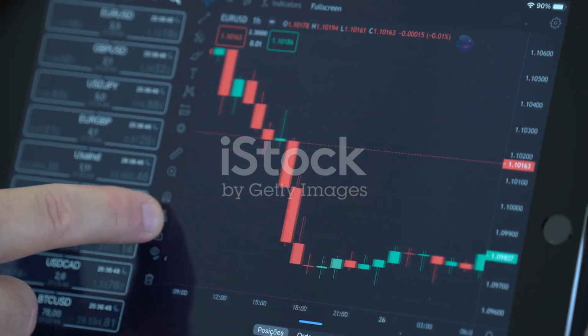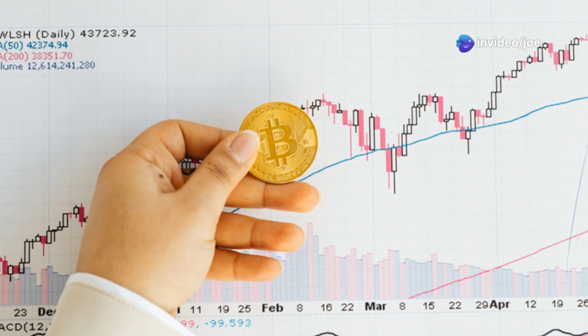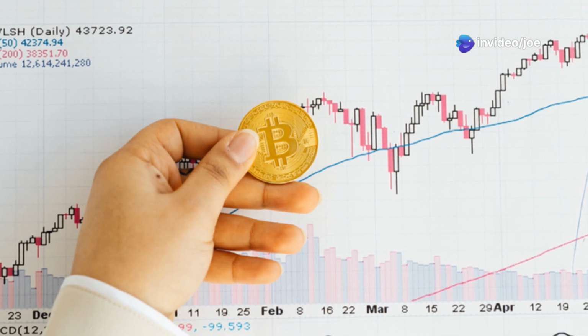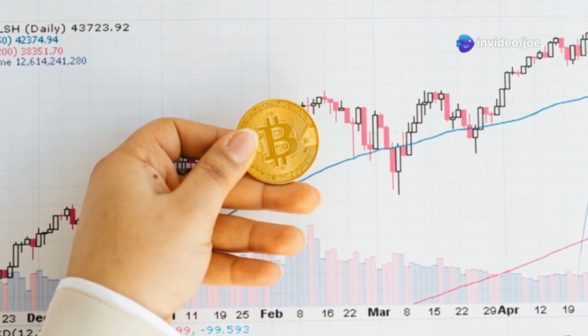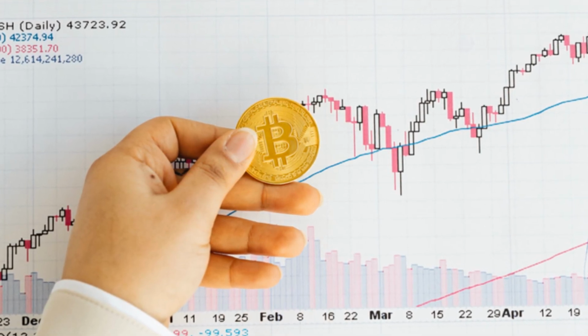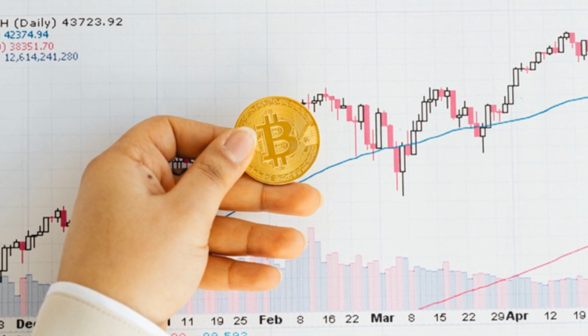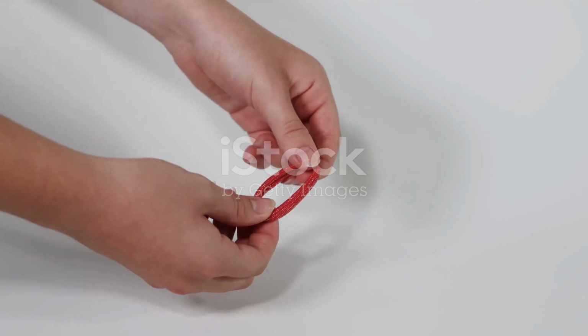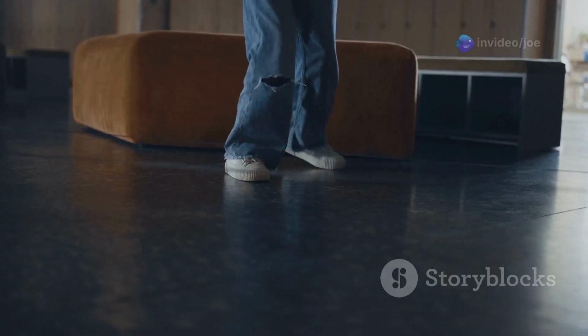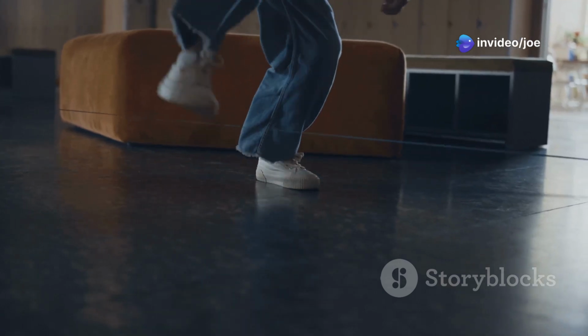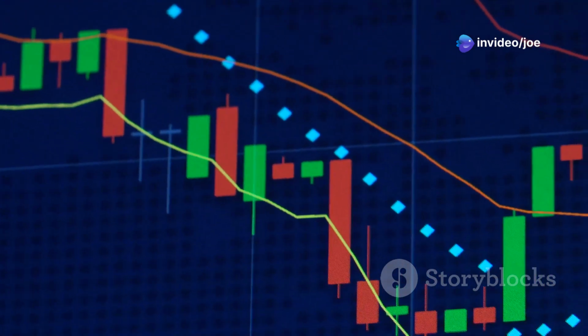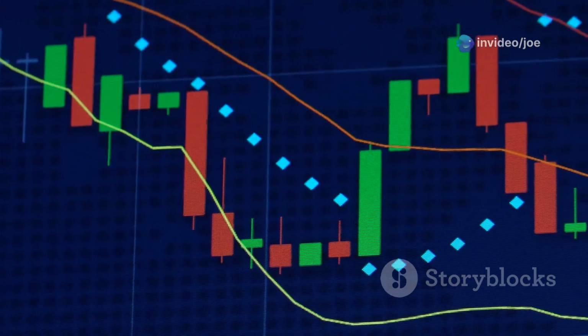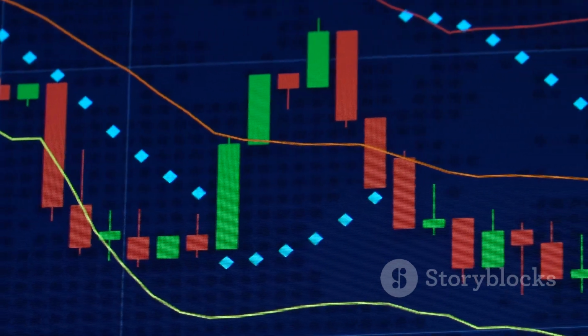Last but not least, let's talk about Fibonacci retracement. This powerful tool is based on the golden ratio, a mathematical ratio found throughout nature, and it can help you identify potential support and resistance levels in the market. Imagine you're stretching a rubber band. When you let go, it doesn't just snap back to its original position, right? It retraces a portion of its move before potentially continuing in the original direction.